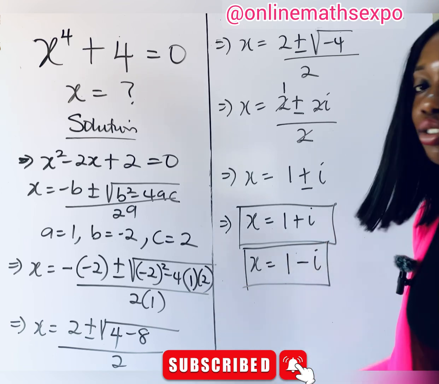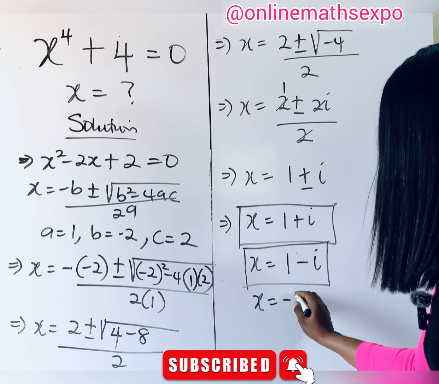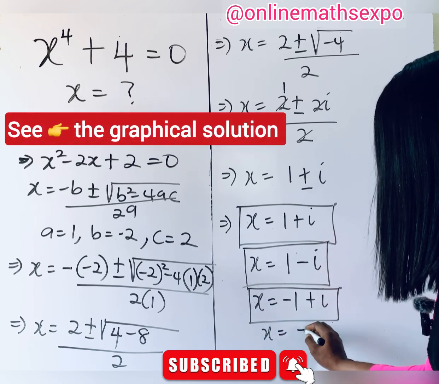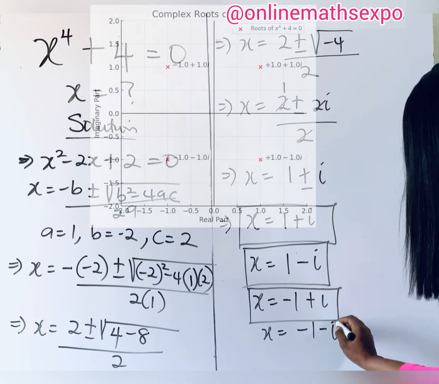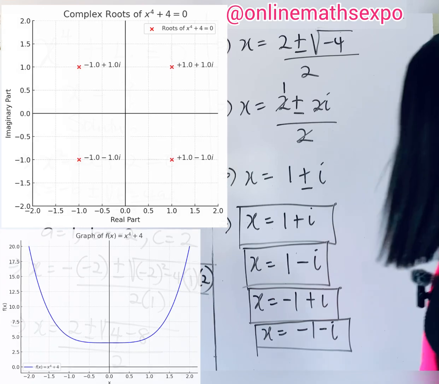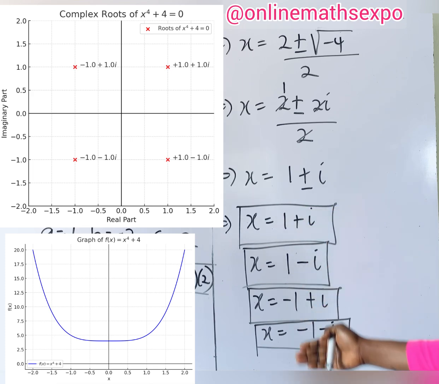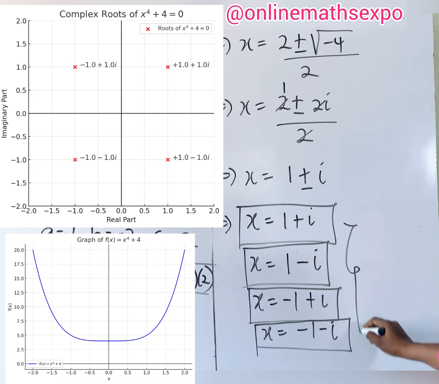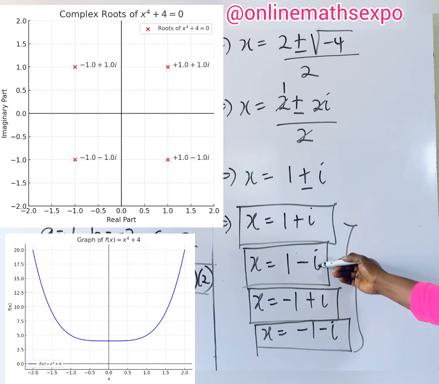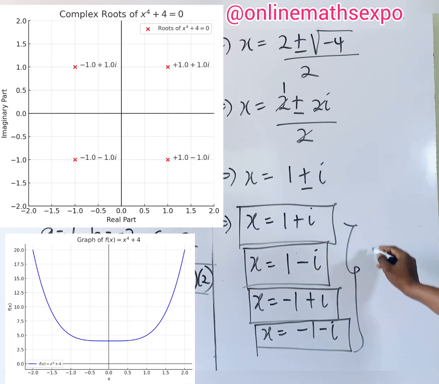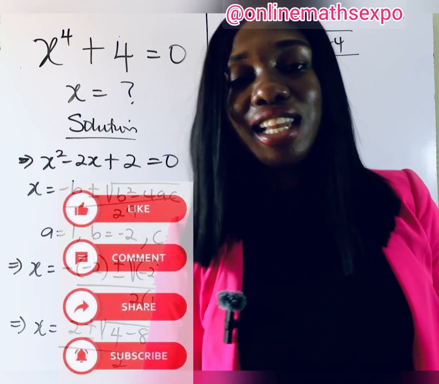Also record the two values of x we have already: x is negative 1 plus i, and finally, x is equal to negative 1 minus i. So these are the four values of x. Just observe we have x to the power of 4, so it means you are supposed to have four values of x. But of these four values of x, you observe that they all have imaginary units and real numbers joined together. So we call such a complex solution. So all four are complex solutions.